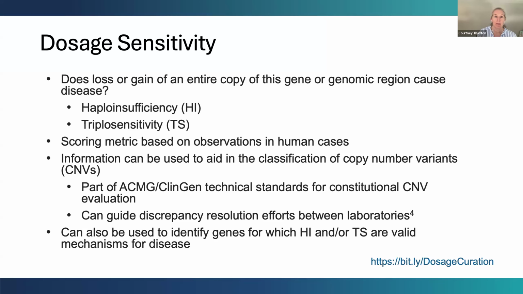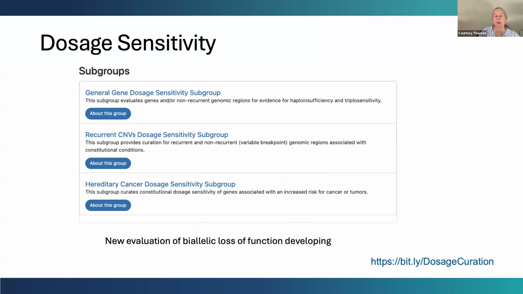They do use a scoring metric based on observations in human cases. So again, semi-quantitative metric, and the information can be used to aid in the classification of CNVs. This is part of the ACMG and ClinGen technical standards for constitutional CNV evaluation, and it can also guide discrepancy resolution efforts between laboratories. So they do a lot of work to be able to have discrepancy resolution. So you can again visit the dosage sensitivity group on clinicalgenome.org.